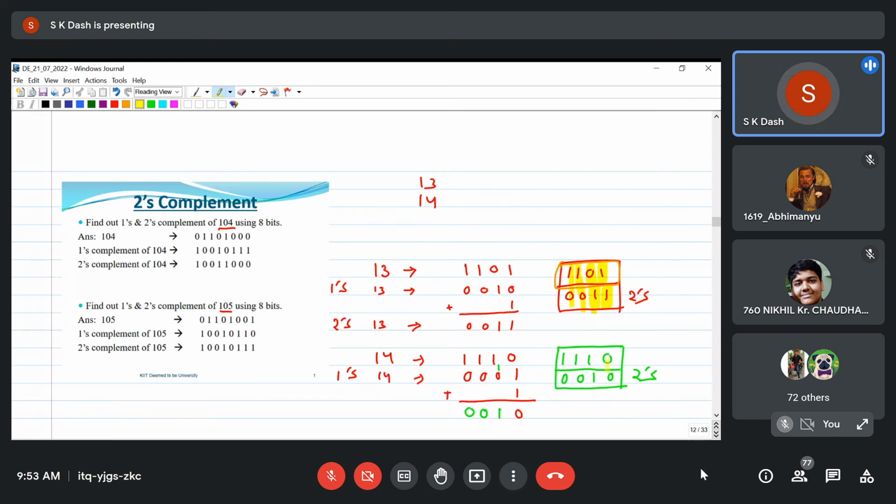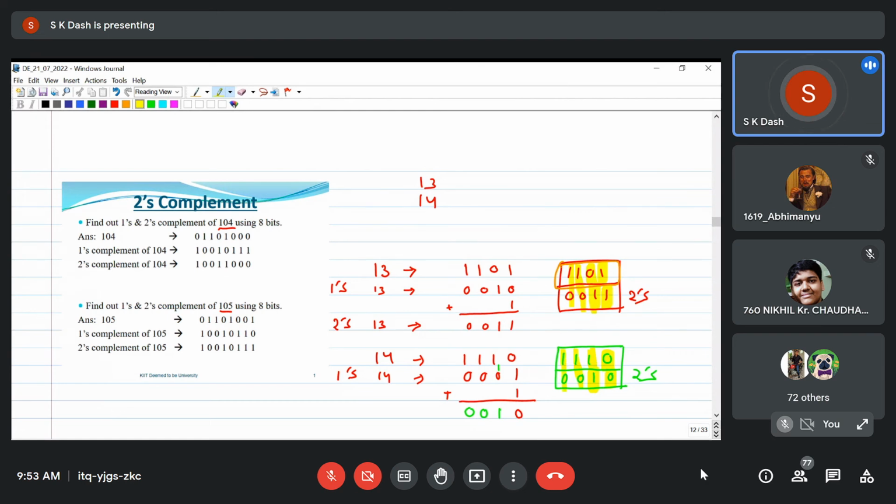Check the second case. Here it is 0, 0. So 1 didn't come. If we are not getting 1, till the time we are not getting 1, we need to copy. So here I am getting the first one. Once you get the first one, then what to do? Then interchange. So we'll interchange 1 with 0, 1 with 0.